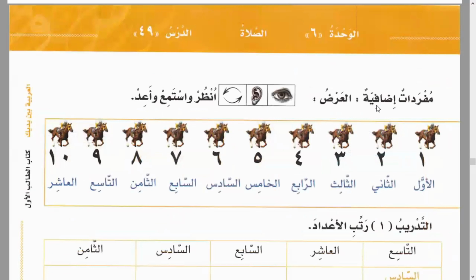المفردات الإضافية. Again, the numbers, they're trying to revise those numbers. الأول، الثاني، الثالث، الرابع، الخامس، السادس، السابع، الثامن، التاسع، العاشر. This is for the masculine. Next lesson will have the feminine ones. الأولى، الثانية، الثالثة، الرابعة. That is the ordinal numbers, right? That is the first, second, third.